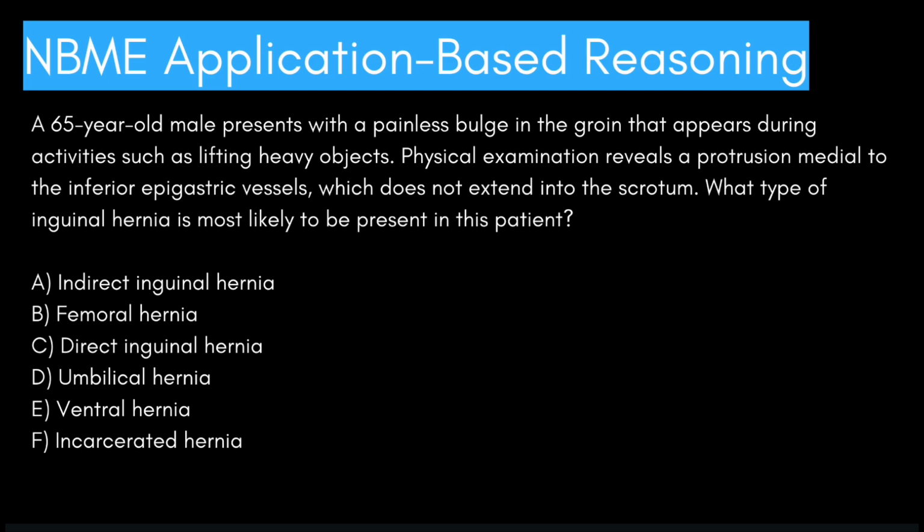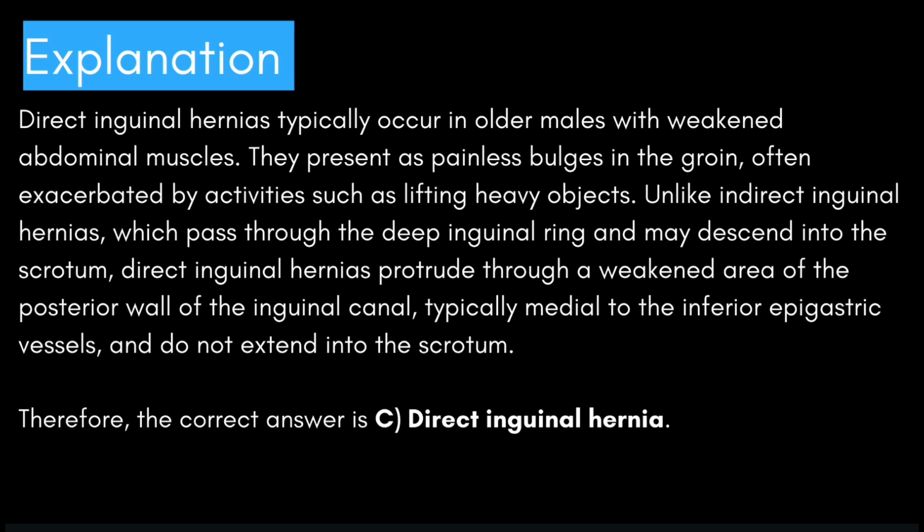Otherwise, moving on now. So direct inguinal hernias typically occur in older males with weakened abdominal muscles. They present as painless bulges in the groin, often exacerbated by activities such as lifting heavy objects, unlike indirect inguinal hernias which pass through the deep inguinal ring and may descend into the scrotum. Direct inguinal hernias protrude through a weakened area of the posterior wall of the inguinal canal, typically medial to the inferior epigastric vessels, and do not extend into the scrotum. Therefore, the correct answer is C, direct inguinal hernia. Let's go ahead and see why the other answer choices are incorrect.